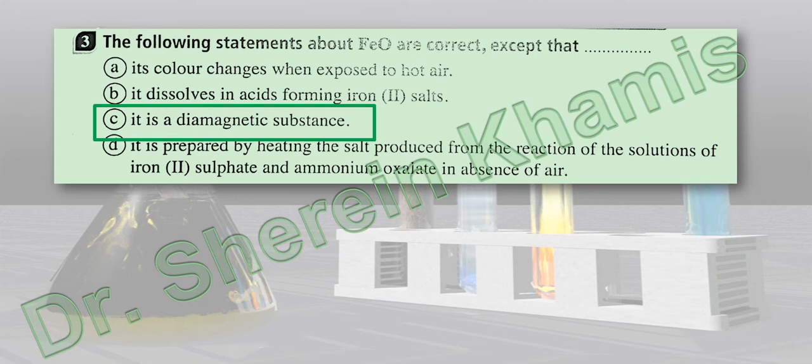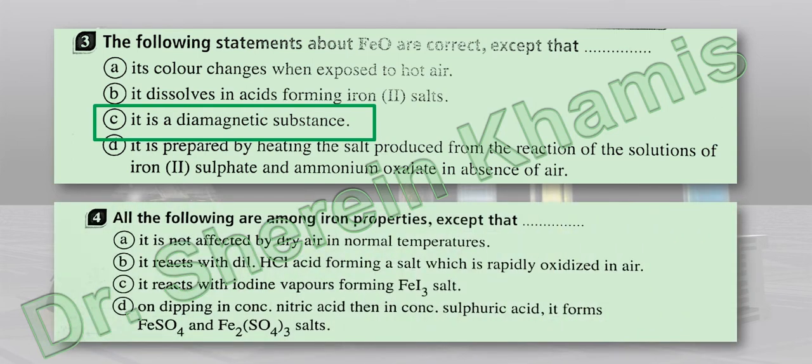I think it will be easy to know that it is a diamagnetic substance. Iron 2 oxide is not a diamagnetic substance. Another question here, we have question number 4.